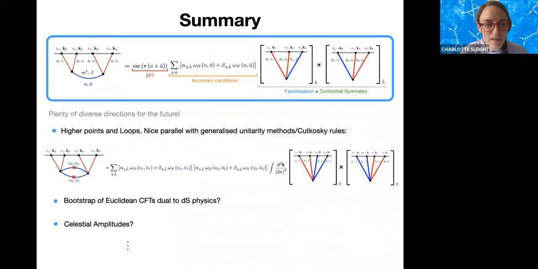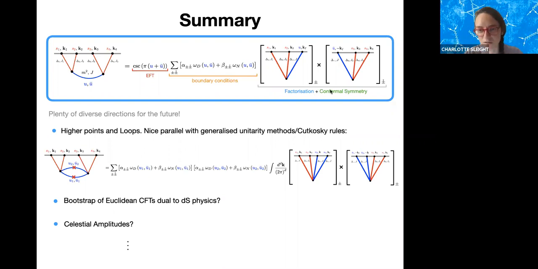To wrap up, there are plenty of diverse directions to go from here in the future, as part of a program to systematically study boundary correlators in this Mellin formalism. Some obvious steps would be to consider higher point and loop diagrams in this framework to see what one can learn. And one would continue in exactly the same way as I presented in this talk for the exchanges. So you focus on the on-shell piece, which consists of simple objects to construct, and you can do that by just gluing together these basic building blocks in a consistent fashion.